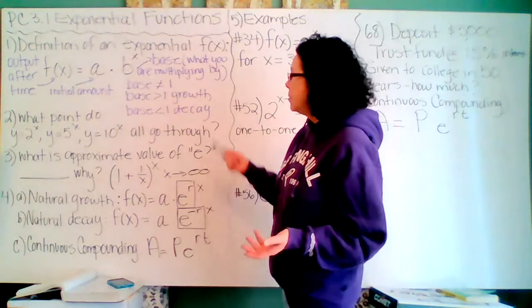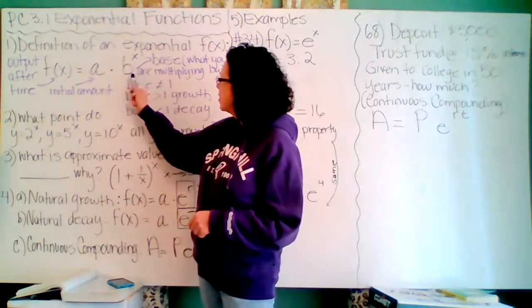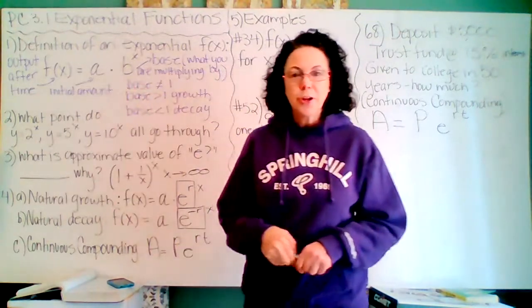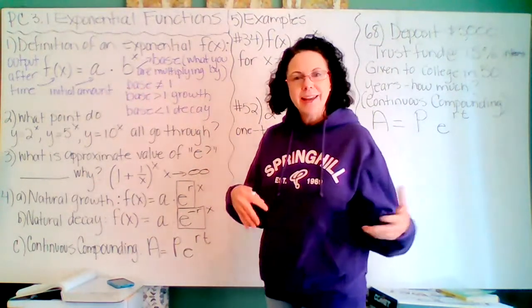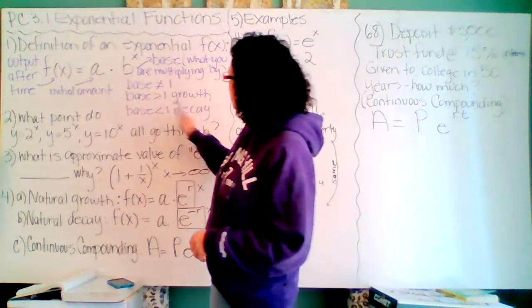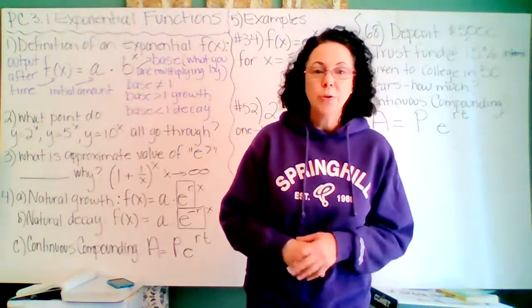Common bases are 2, because we like to double things. So if you keep multiplying by 2, of course, you're going to grow from your initial amount. Half-life is how things decay in our world. So if you keep multiplying your initial amount by 1/2, your amount's going to decay.